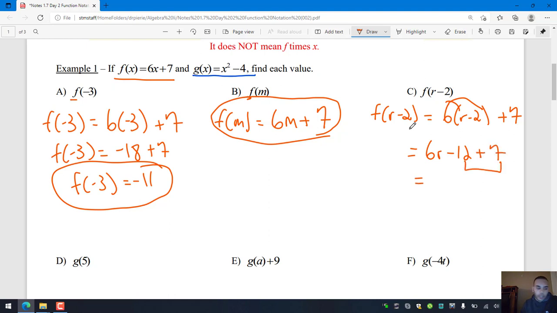Simplify, negative 12 plus 7 should give me 6r minus 5 as my answer. Okay, so the only difference here is this time I had two different terms. Wherever I saw an x in that first equation, I plugged in an r minus 2.